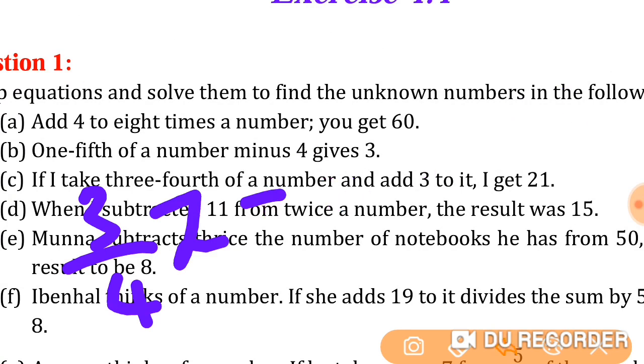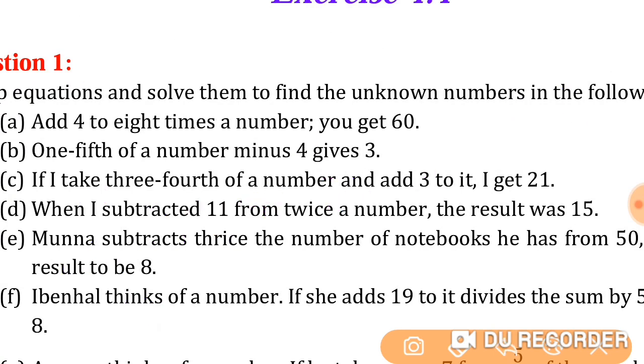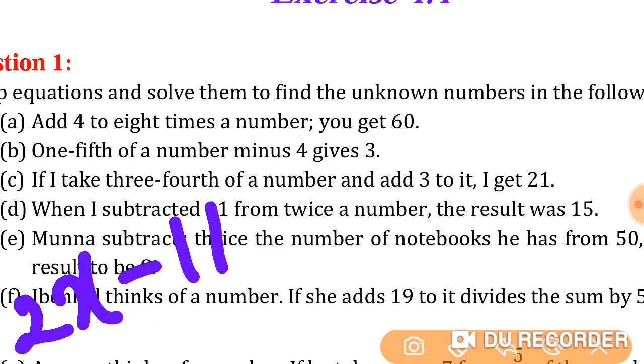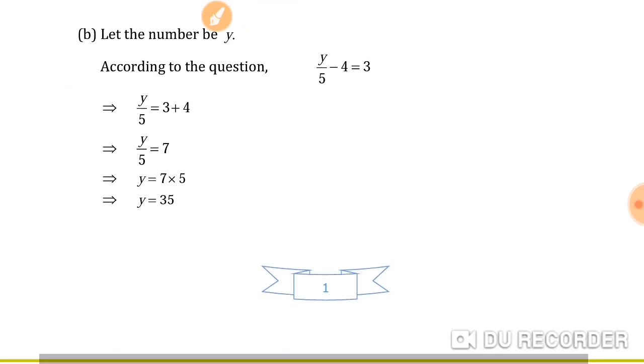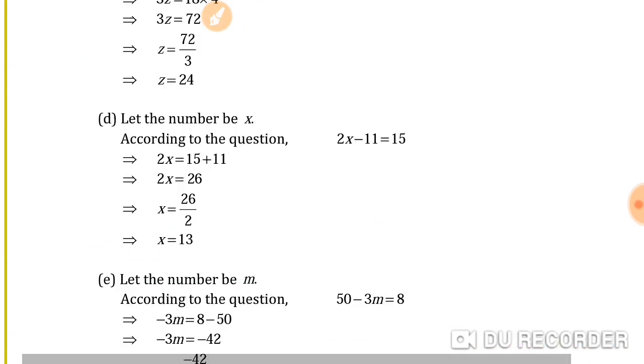Another one: when I subtracted 11 from twice a number, or you can take A, B, C, D, twice a number, the result gives 15. Here we have chosen the letter X only.